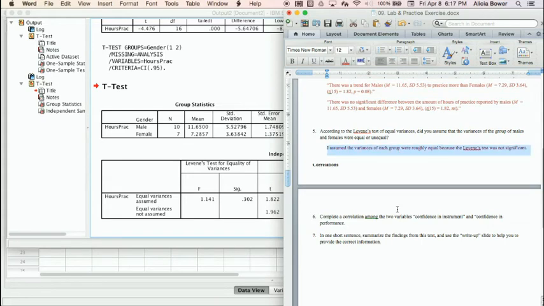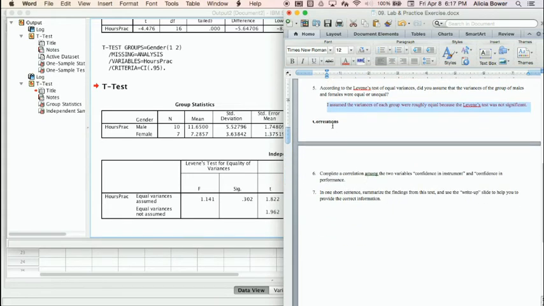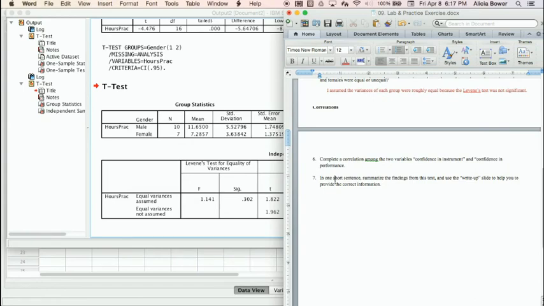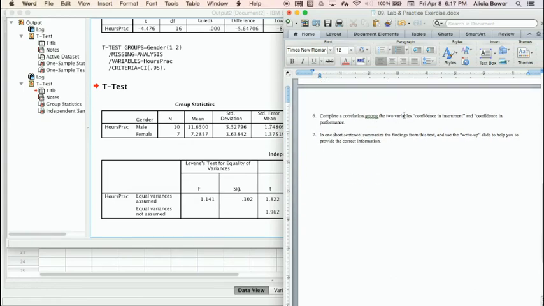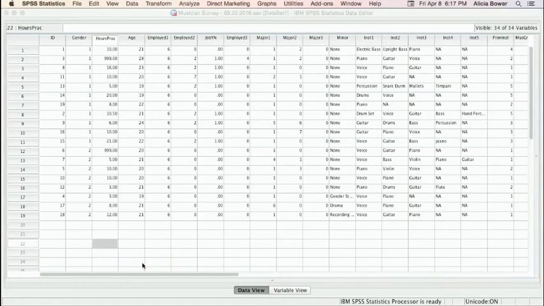That's good enough. All right, last one, correlations. So complete a correlation among the two variables, confidence in instrument and confidence in performance. So again, let's go back here. Correlation between confidence in instrument and confidence in performance.